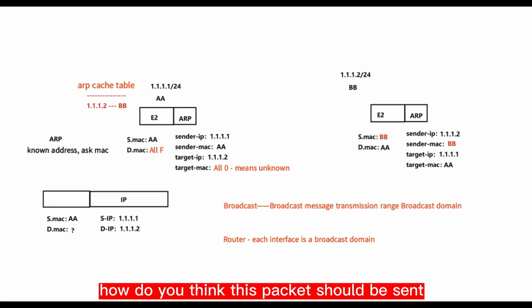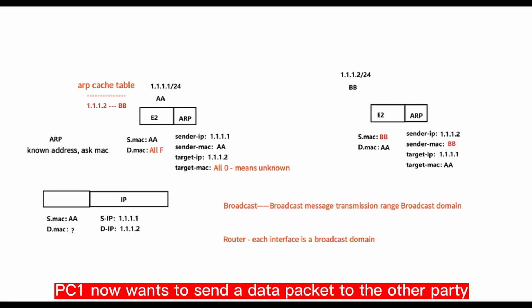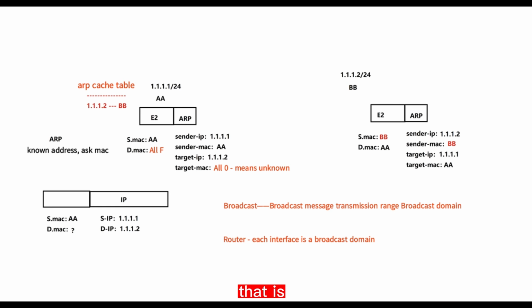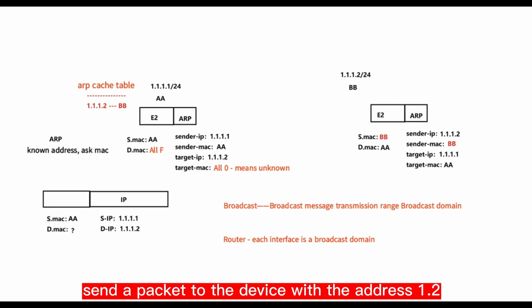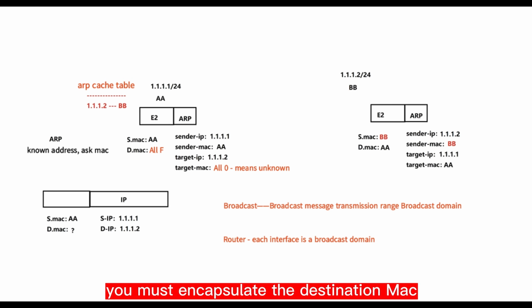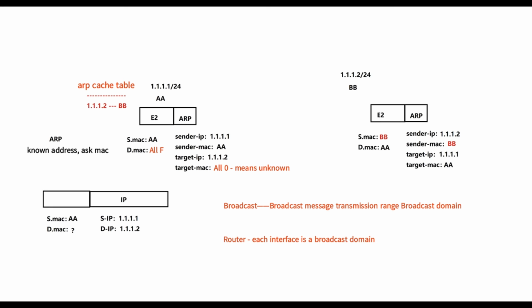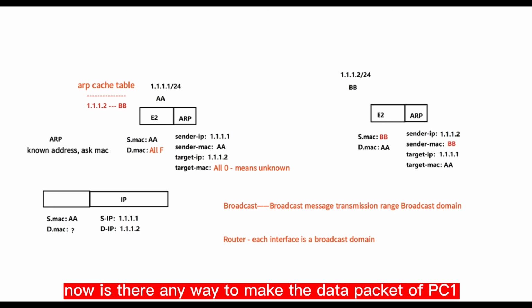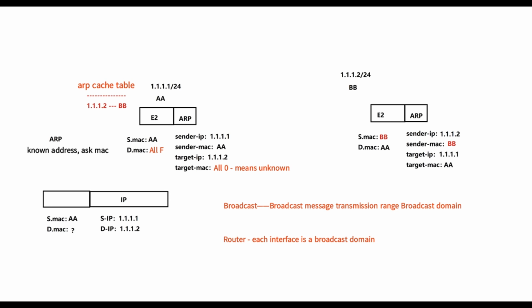How do you think this packet should be sent? PC1 now wants to send a data packet to the other party, that is, send a packet to the device with the address 1.1.1.2. But it doesn't know where it is. If you send it, you must encapsulate the destination MAC, but I can't get the target MAC. Now is there any way to make the data packet of PC1 reach the device of PC2?